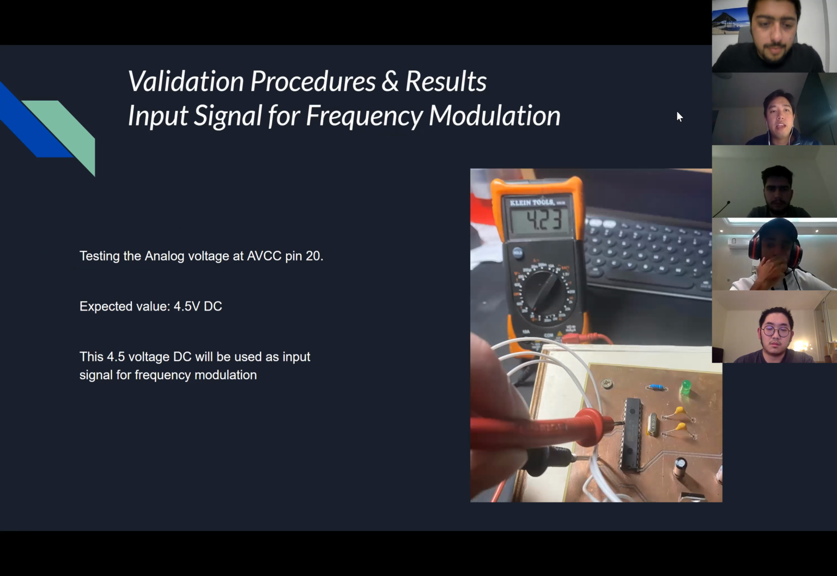And this is the testing for the input signal for frequency modulation. I apply the same method and the same multimeter device. At the AVCC pin number 20, I have 4.23 voltage DC, and the expected value is 4.5 voltage DC. This is very close to the value that we expect. This 4.5 voltage DC will be used as the input signal for frequency modulation. Since this is only slightly different, I think that should be good, and for this test, we pass it also.